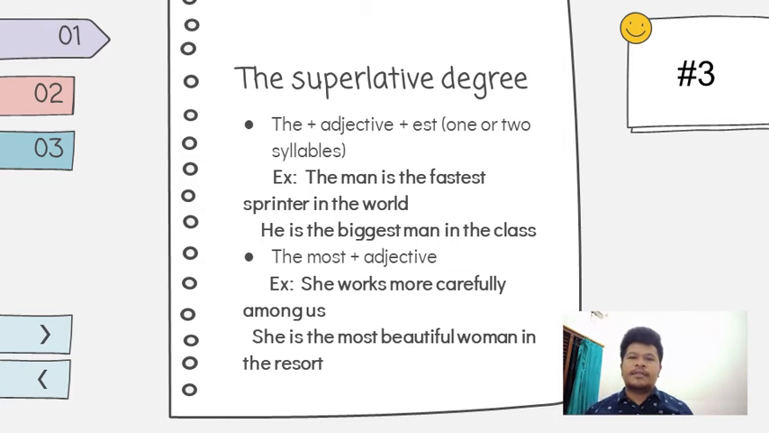Meanwhile, for the words that have more than three syllables, the same case with the comparative one, we put most before the adjective. So the example, she works most carefully among us. And another example, she is the most beautiful woman in the resort.